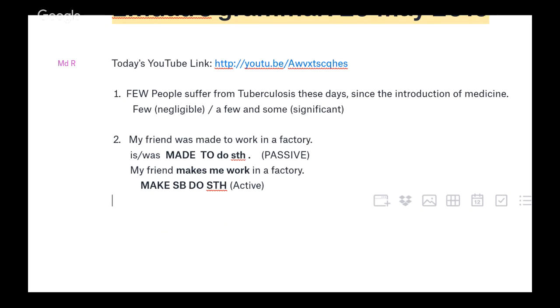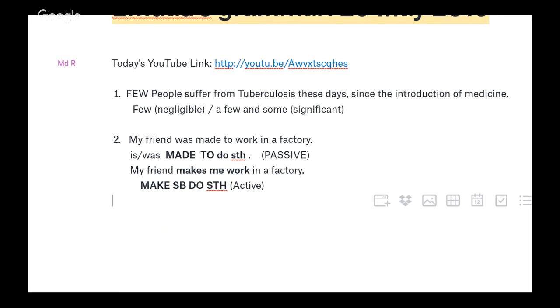Yeah. I made my son cut the hair. Right or wrong? Right. My son was made to cut the hair. Right or wrong? 100% right. So is or was made to do something, or make somebody do something? Not to. Make somebody do something.